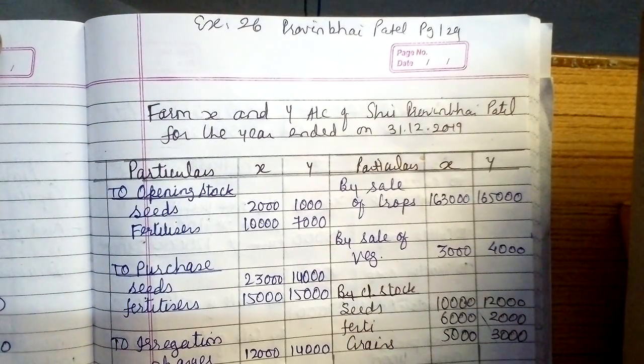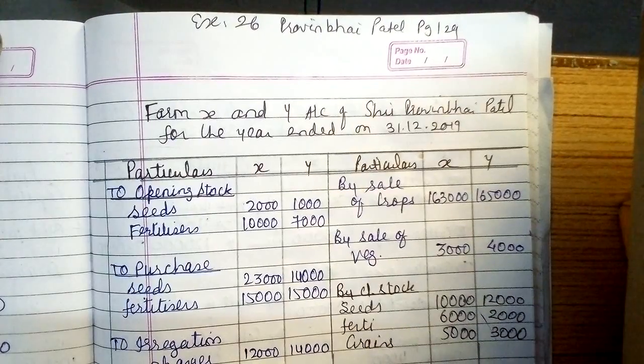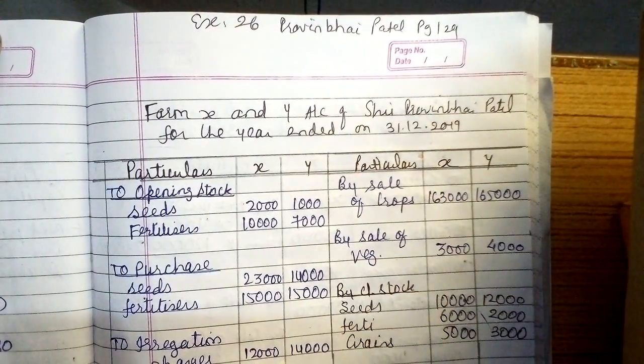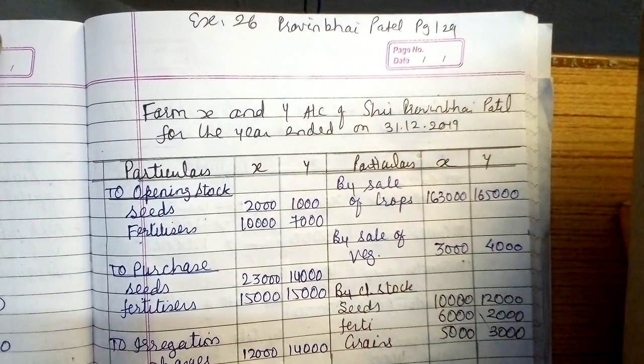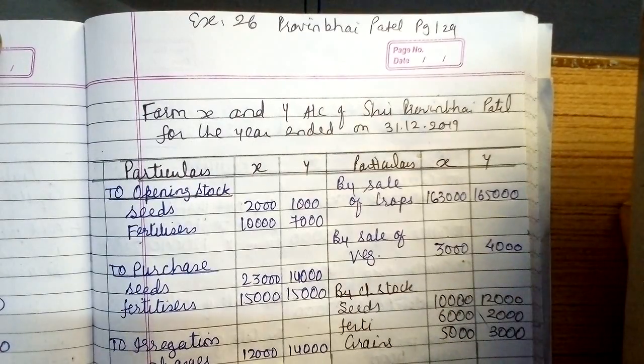In the last session we have discussed example number 17. Right now we are going to discuss example number 26. A little bit different example than the previous one. In the previous example we did farm account as well as balance sheet. But in this example we are going to prepare farm account, general P&L account and balance sheet, three of the statements. The reason is very simple, here the information of two farms is given.